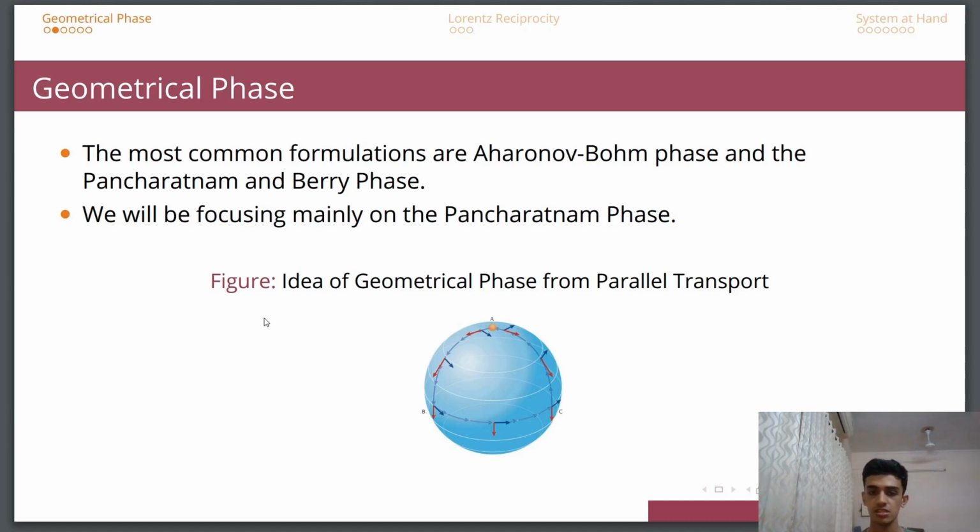So for spheres, the geodesics are just the latitudes. So from A to B, this is a geodesic, C to A is a geodesic, and B to C is just an equator. So this whole geodesic triangle subtends some solid angle at the center of the sphere. What we are claiming is that the geometrical phase acquired throughout will be half of this solid angle for polarization vectors.